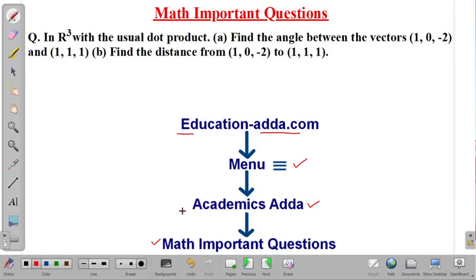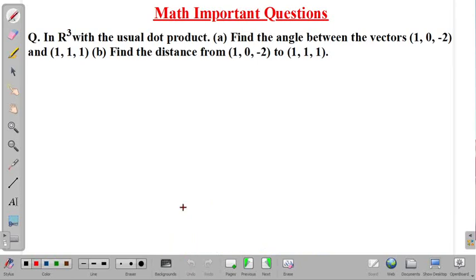Okay, coming back to the discussion, see what is given here in this problem. In three-dimensional coordinates, two points are given in the form of vectors, that is 1 0 minus 2, which is equal to i cap plus 0 j cap minus 2 k cap, and 1 1 1, that is i cap plus j cap plus k cap. In part A, we have to find the angle between these vectors, and in part B, we have to find the distance between these 2 points.